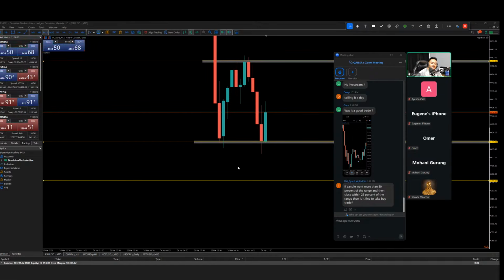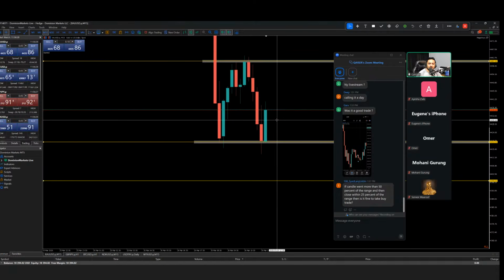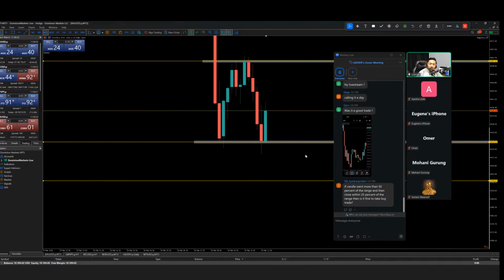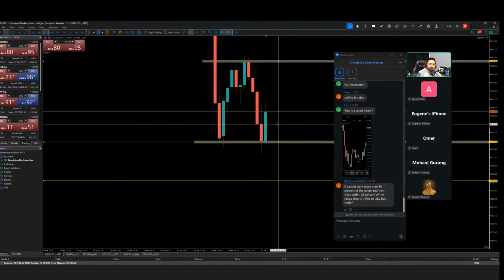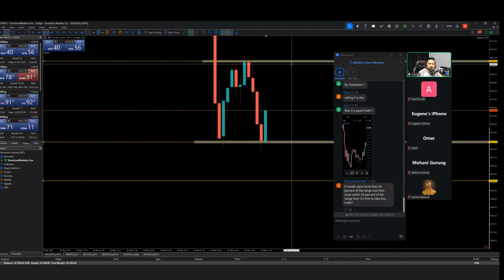So if the candle went more than 50% of the range, then closes within 25% of the range, it is fine to take a buy trade. Close within 25%, yeah, 25% might be nearby this resistance area. So if you want to take a buy, it should be nearby the support. If you want to take a sell, it should be nearby the resistance.